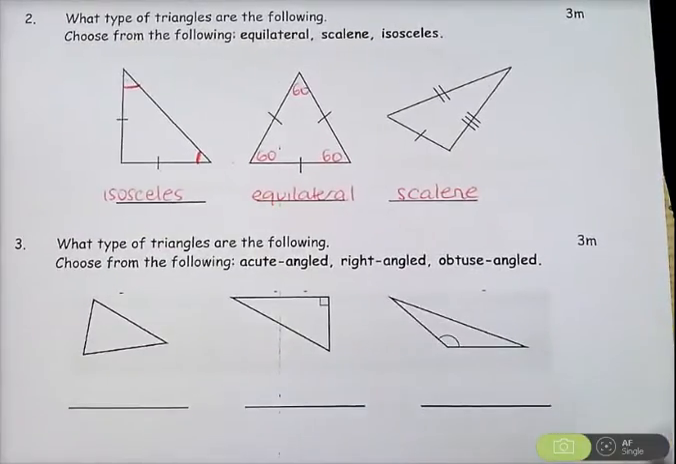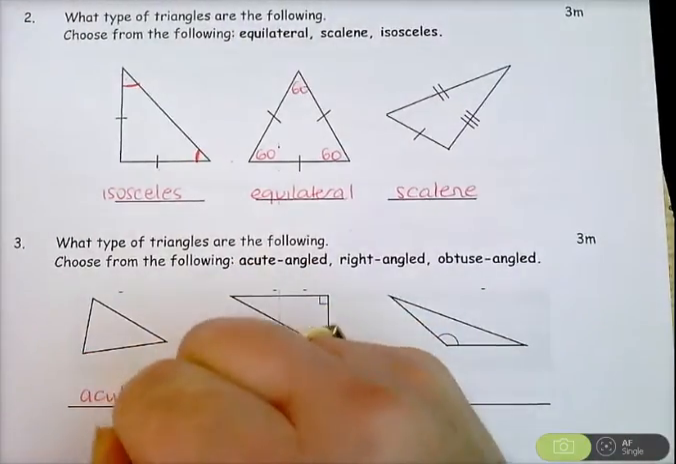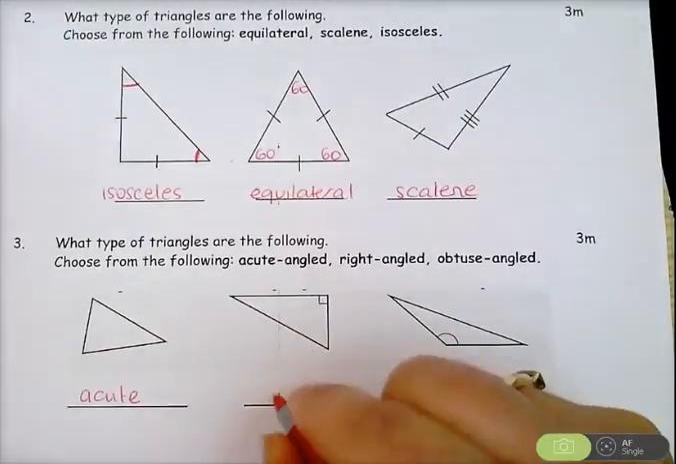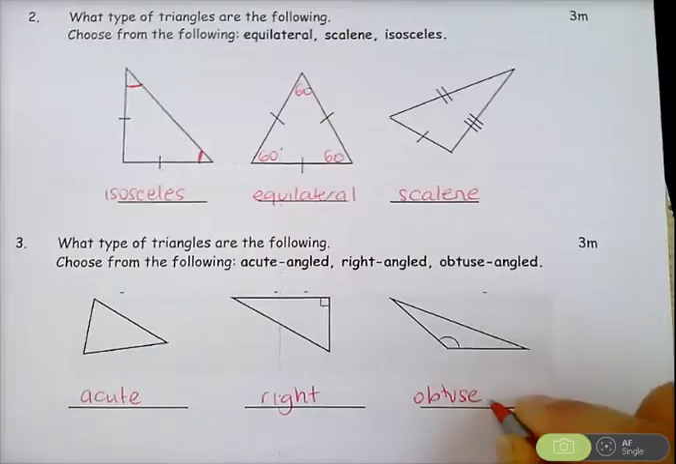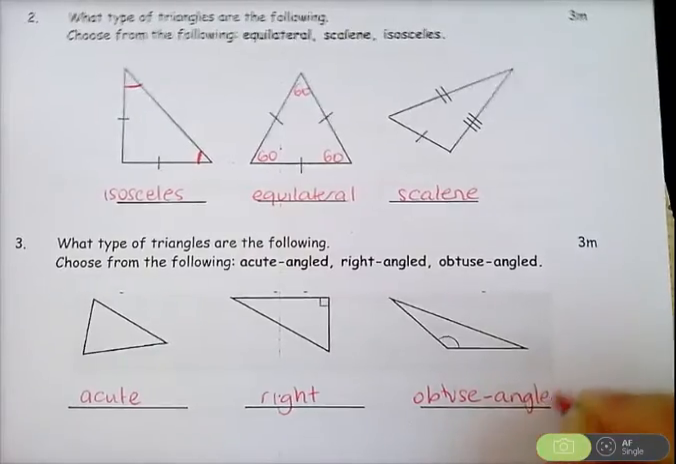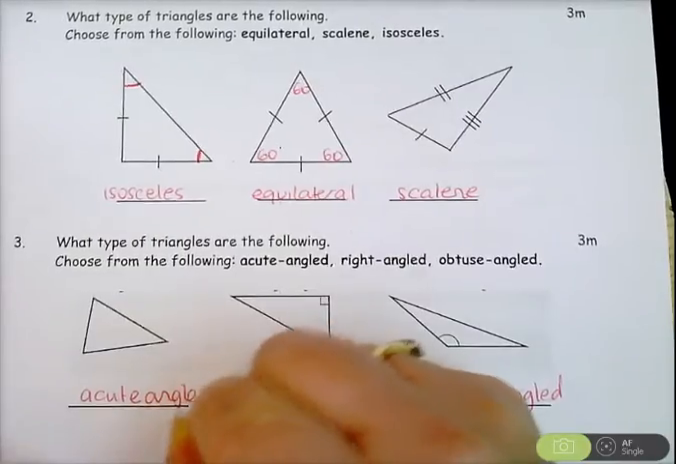Okay, girls, what types of triangles? We've got acute angled, right angled or obtuse angled. Yeah, they've put them in the right order: acute angled, right angled, obtuse. You only need to have one obtuse angle for it to be obtuse angled. Okay, we'll go to the second page.